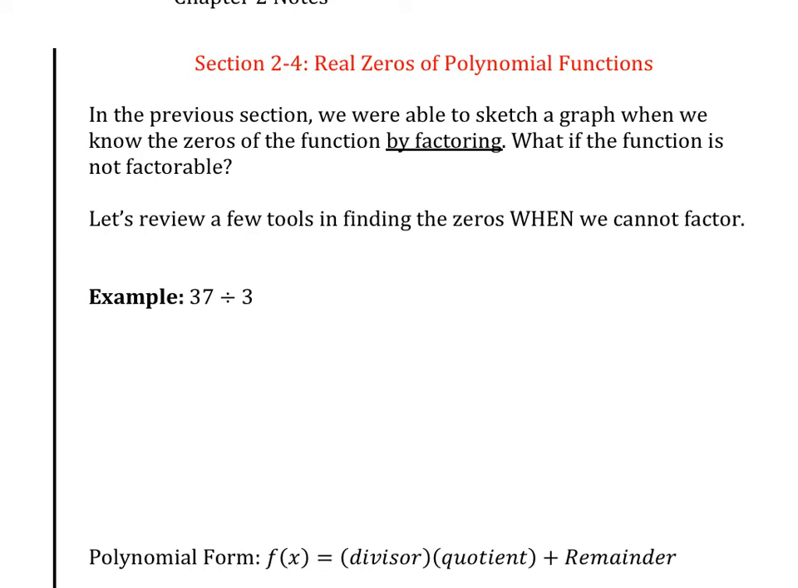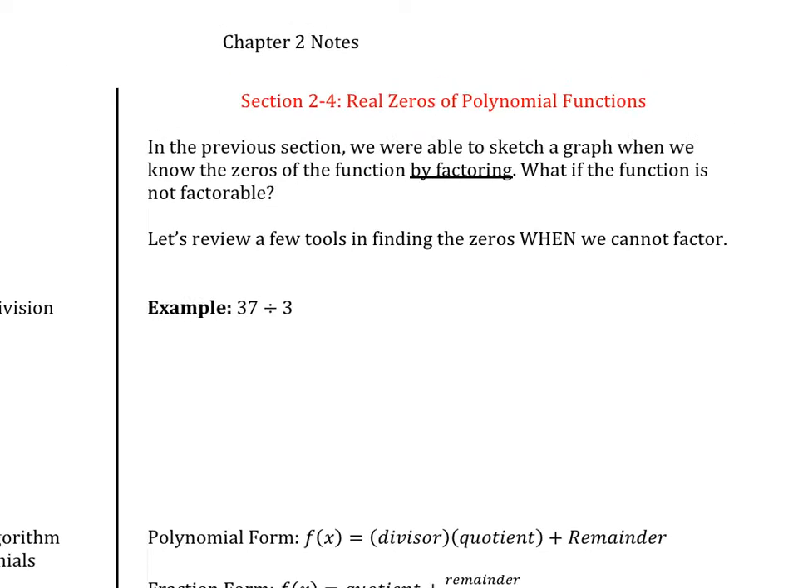So what we're going to do now is, when a function is unfactorable, how do we find the zeros so that we can sketch a graph? Or just how do we find the zeros so we can actually write a factored form of this function? But before we do that, let's review a few skills.